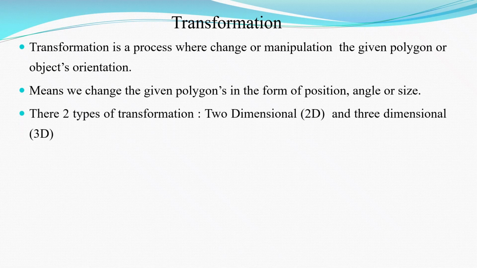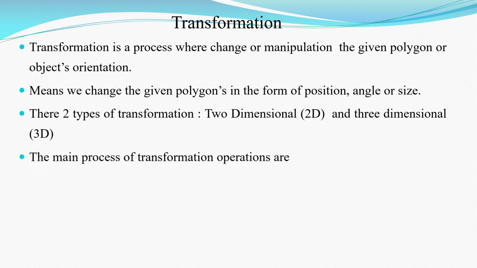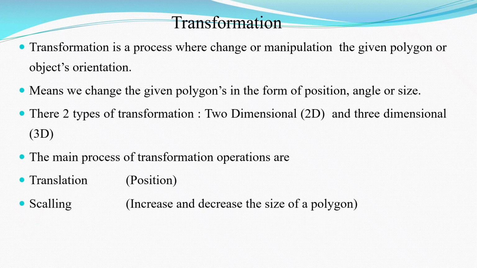There are two types of transformation: two dimensional and three dimensional. What are two and three dimensions? Two dimensional means we show the image in 2D, that is in the XY direction, and 3D means we take X, Y and Z coordinates to show the image or object on the screen. There are three main transformation operations: first is translation, second is scaling, and third is rotation.